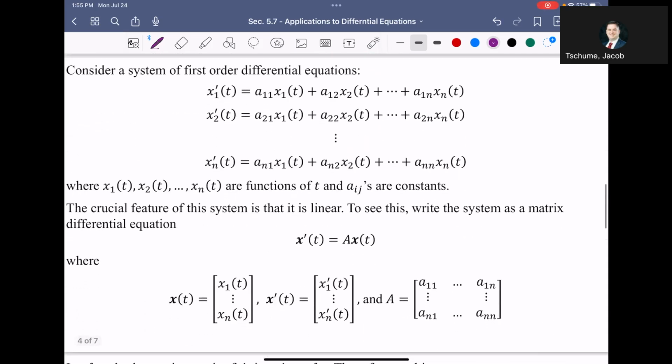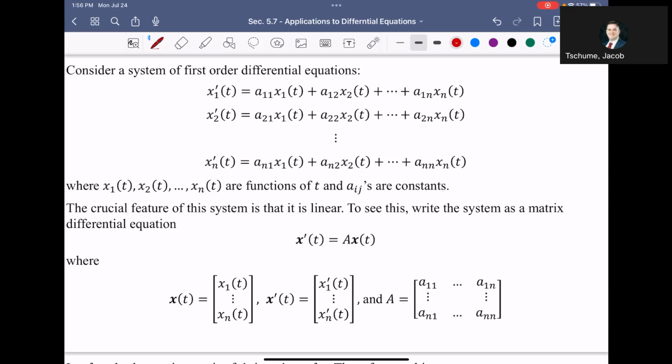Instead of just solving one DE at a time, which is what a DE class focuses the majority on, I want to look at how we can tackle multiple differential equations at the same time. So for example, let's consider a system of first order differential equations of the following form, where you've got x1 prime of t equals a bunch of multiples of x of t, x2 prime of t equals a different multiple, and so on. So you're going to have a certain number of equations where you have a derivative function equals a combination of regular functions.